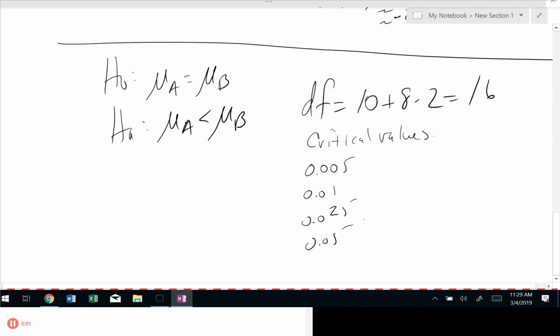we have 2.921 for the first one, 2.583 for the second, 2.120 for the third, and 1.746 for the fourth. These are all from the t-table. I didn't write very good notation there, but they're all from the t-table, right? These are the significances here, the alphas.